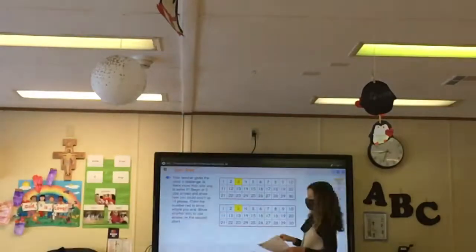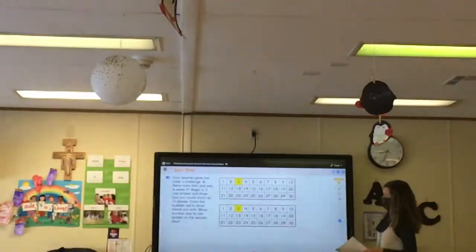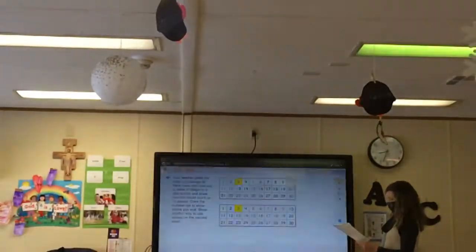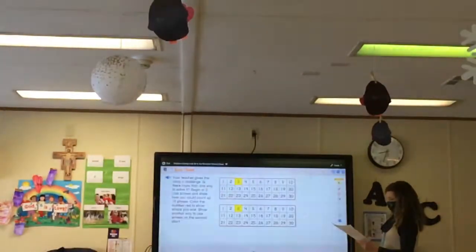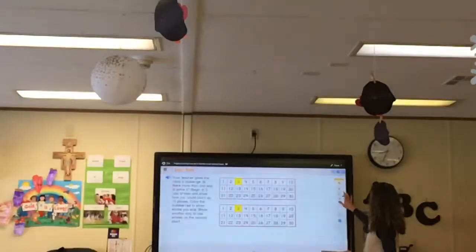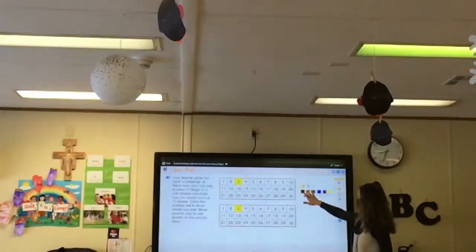Your teacher gives the class a challenge. Is there more than one way to solve it? Begin at 3. Use arrows and show how you could count up 15 places. Color the number red to show where you end. Show another way to use arrows on the second chart.